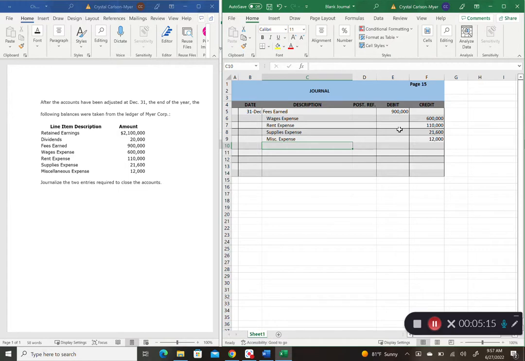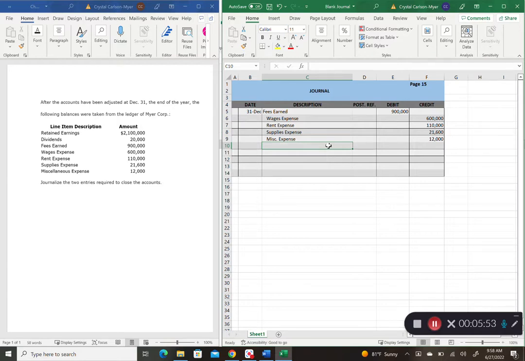If you remember, your income statement shows revenue minus expenses equals net income. Our revenues were 900,000, and our expenses are 600, 110, 21.6, and 12. That amount gets closed out and moved into retained earnings. All we're doing is moving these balances into retained earnings so it rolls over to next year, so that we can start keeping track of our revenues and expenses individually. But right now, just the amount of income that we're earning will get moved into retained earnings.